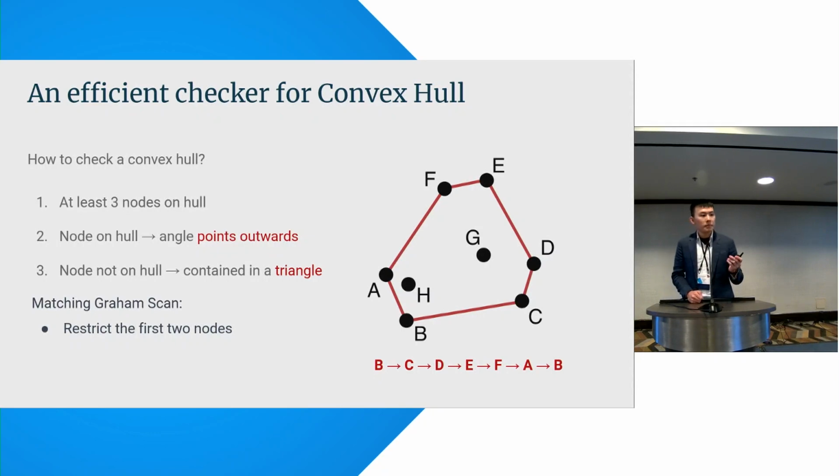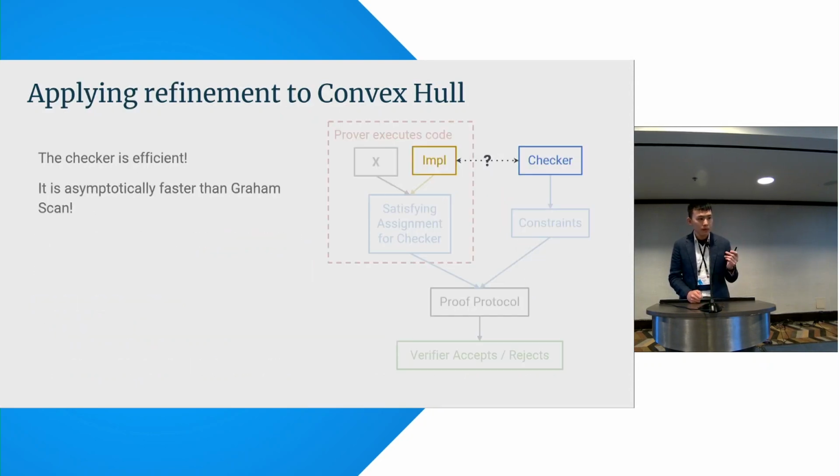Now we're finally done with the checker. We know that it is indeed linear. We process every node exactly once, and finding the first 3 nodes in Graham scan is not going to take more than linear time. This is great. This checker is efficient. It is asymptotically faster than Graham scan. So as a result, for a large enough graph, it is guaranteed to produce fewer constraints than Graham scan.